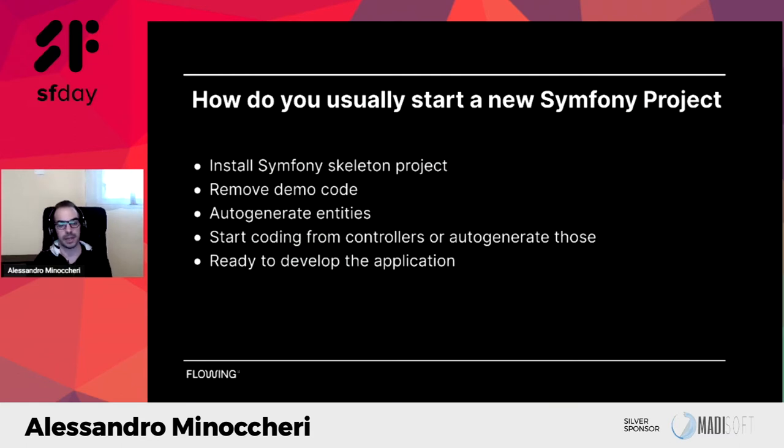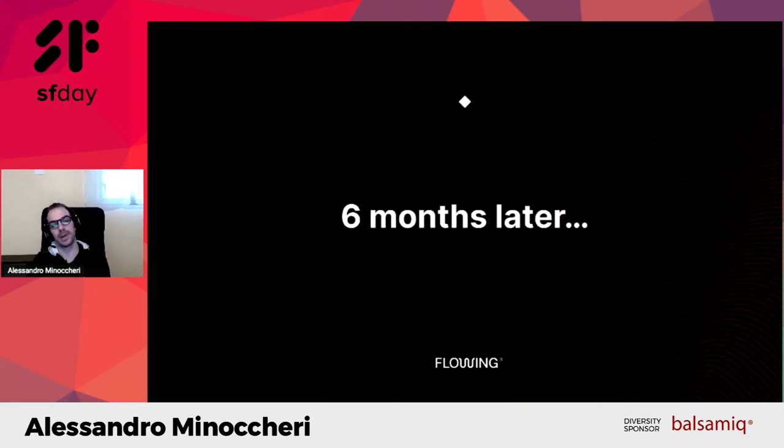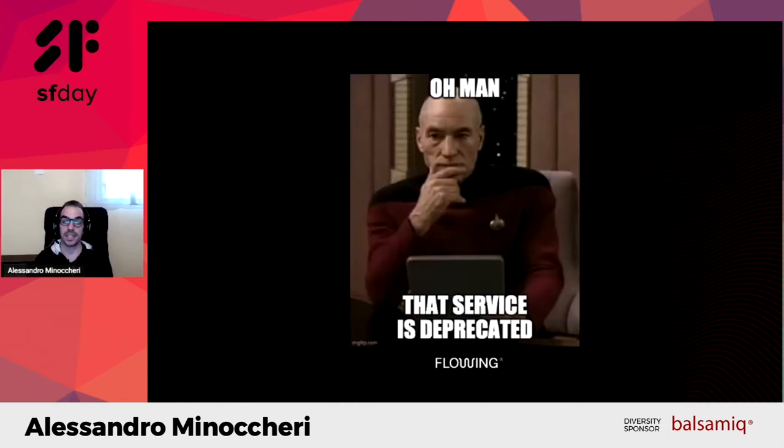After that, you can add the new libraries, whatever you want, and for your application, you find the perfect library, the perfect external services, and you can add this without thinking about the behavior and how to abstract it, because you are thinking that this is perfect forever. But 6 months later, that service is deprecated, or you have found a new cheaper service, for example, and now you have to migrate to a new service.